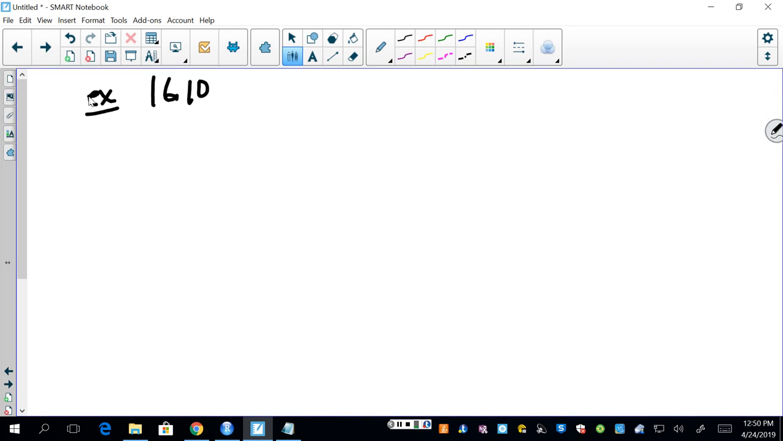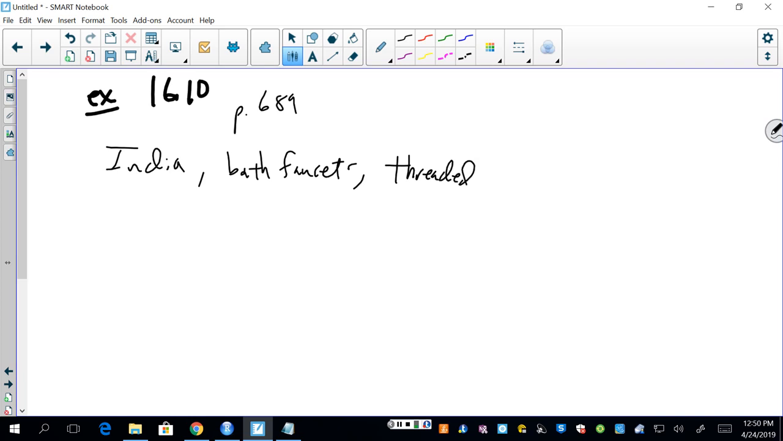The context, on page 689 or so, is a manufacturing facility in India. They're making bath faucets, and the focus of quality here is the threaded stem dimensions. If you get them too big, it won't fit in. If you make it too small, it's going to leak. So you have to get it within a pretty narrow tolerance to make it worthwhile. Otherwise, you're really annoyed by this.